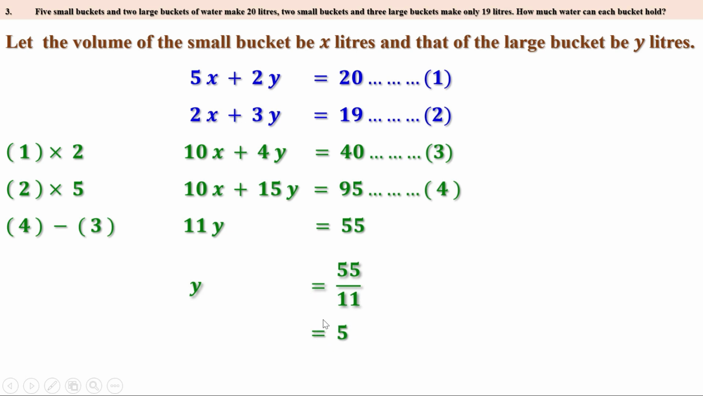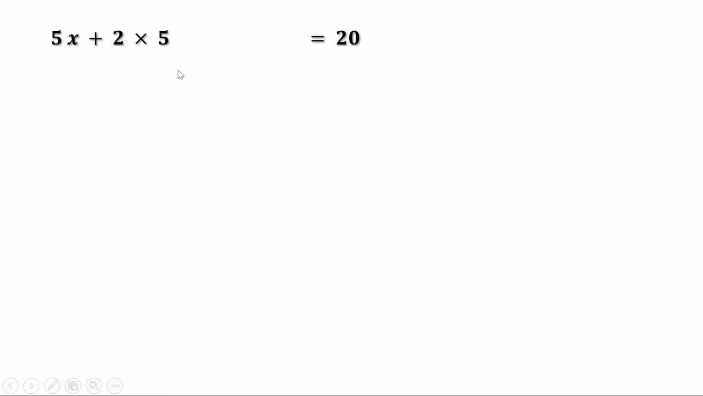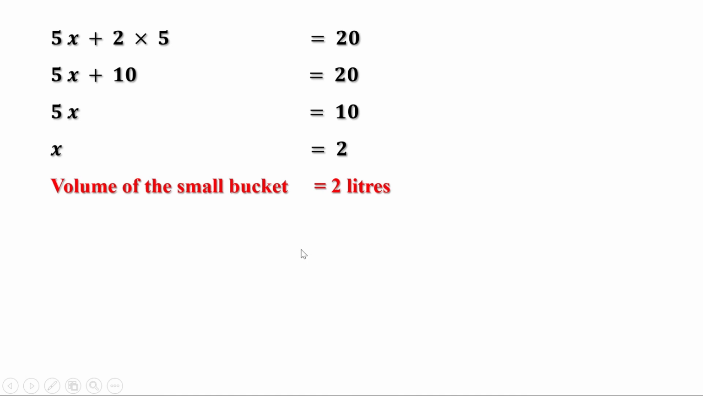We can put it in any of these four equations. We will get an equation in x and we can solve it. Here I am going to put y equal to 5 in the first equation. Then we get 5x plus 2 into 5 equal to 20. 2 into 5 is 10. So we can write 5x plus 10 equal to 20. Then 5x equal to 20 minus 10 or 10. Then x equal to 10 by 5 or 2. X is 2 means the volume of the small bucket is 2 liters. Y is 5 means the volume of the large bucket is 5 liters.